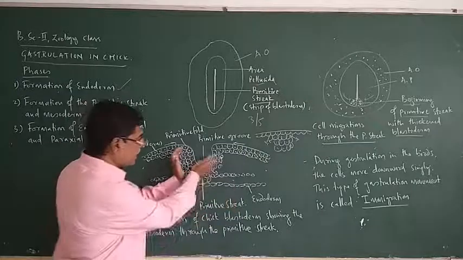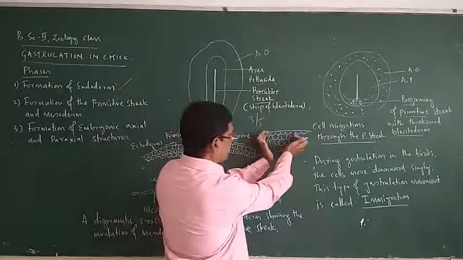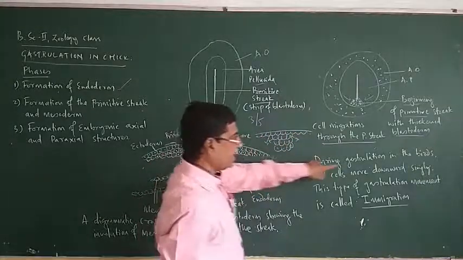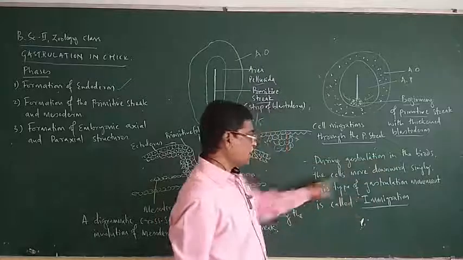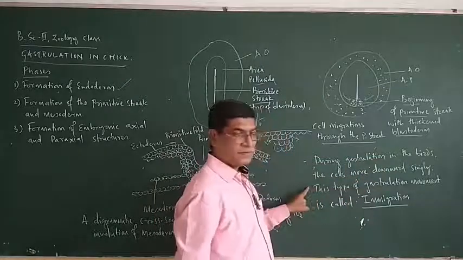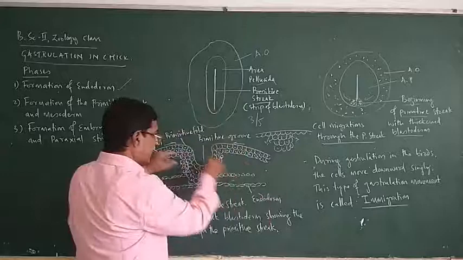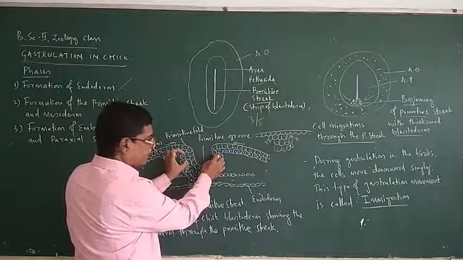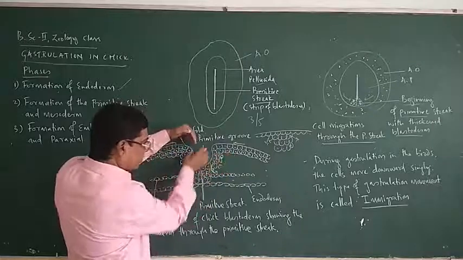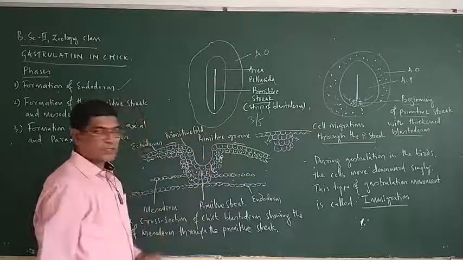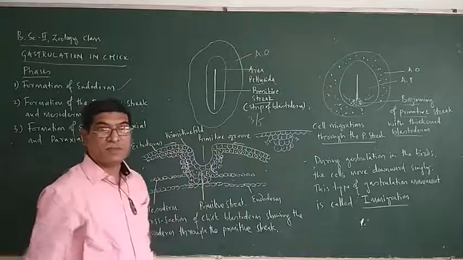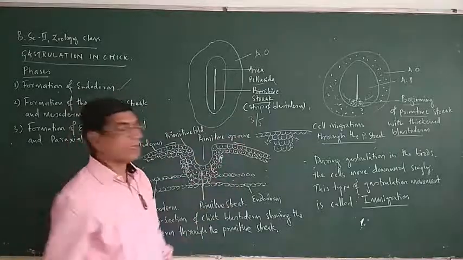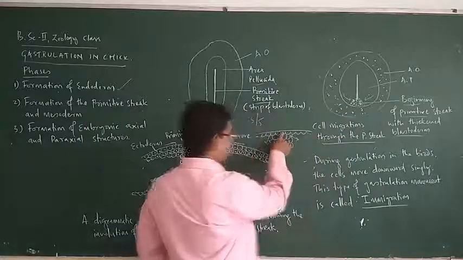So the cells at this region are moving separately, singly. Look here. During gastrulation in birds, the cells move downwards singly. As a result, what happens here? The number of cells is less here. It is making a groove-like structure along the primitive streak, at the midline of the area pellucida. So earlier it would be like this.